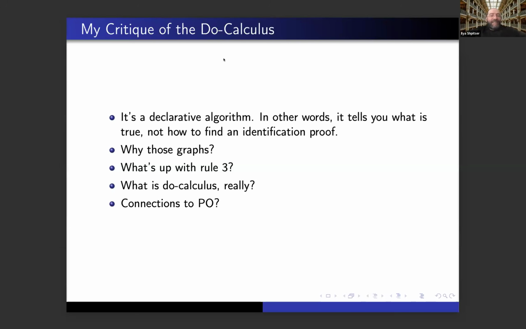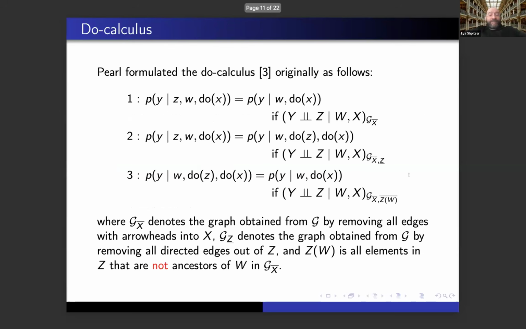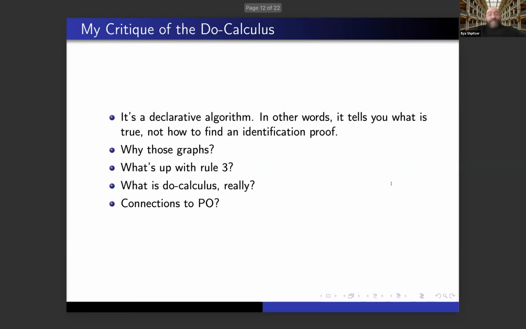It's not completely clear. Pearl talks about mutilation, but some of the mutilated graphs in these rules are a little weird. They're not the usual ones, which is interesting. Rule 3 is particularly weird and difficult to explain to people, speaking as somebody who tried to explain it to people. And what exactly is the do calculus conceptually, other than this famous reasoning system that Pearl came up with in 1995? And what are the connections to the potential outcomes?